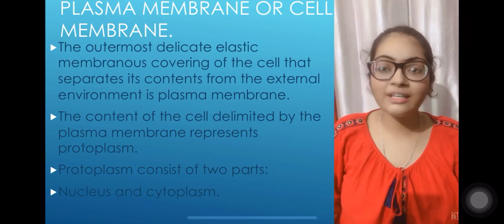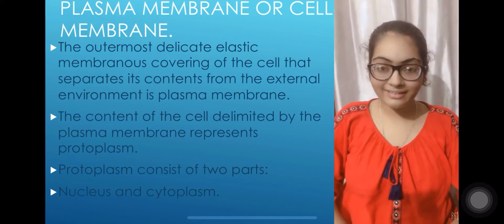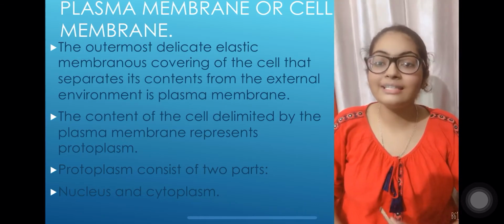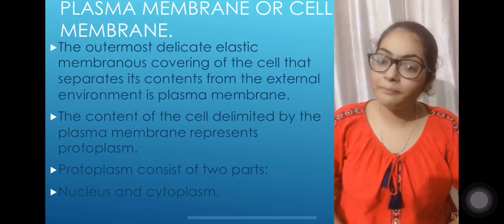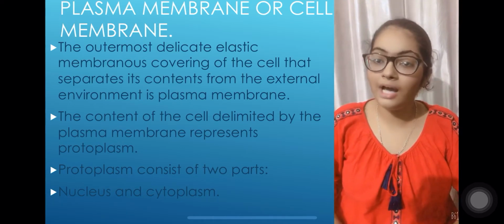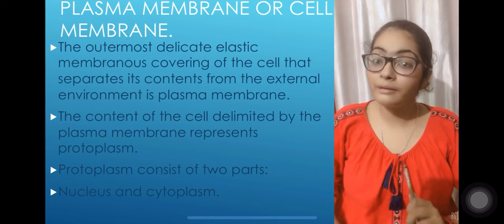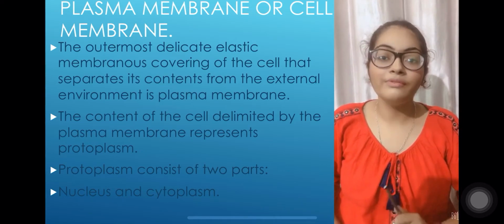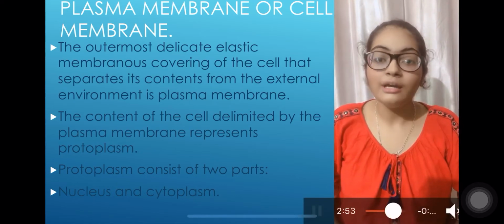So ready for some more functions of plasma membrane? What is a plasma membrane? Plasma membrane is an elastic delicate membrane which separates the contents of cells from the outer environment. This I am repeating. You have to repeat after me. Okay? So we are moving on to the next point.